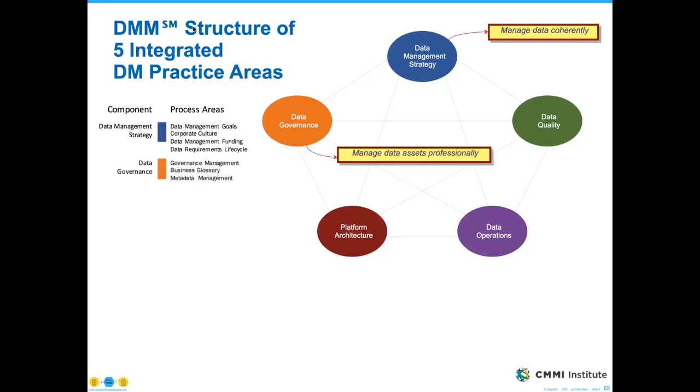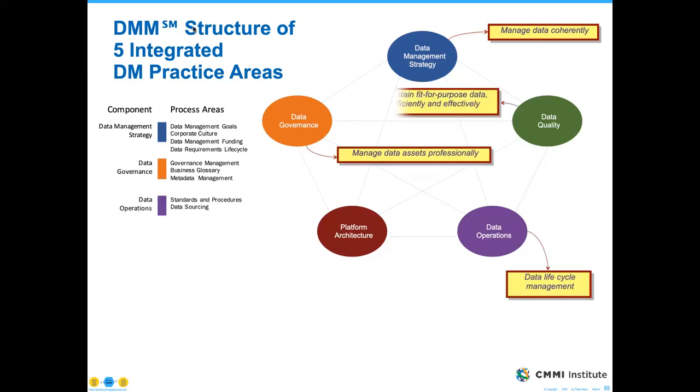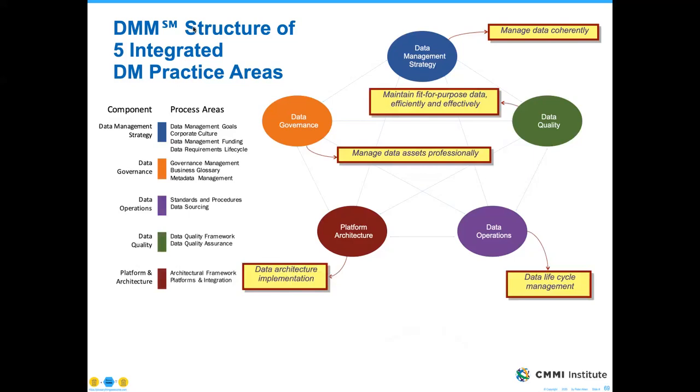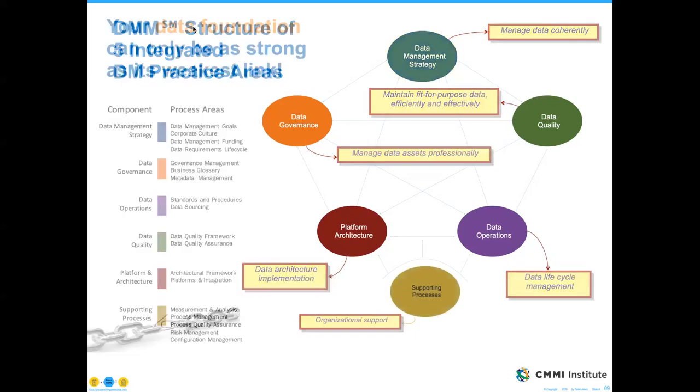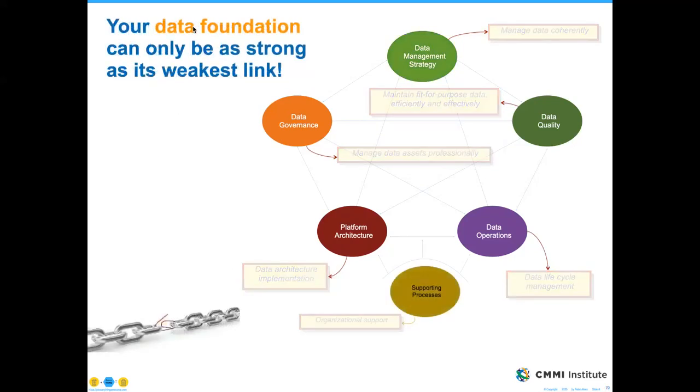You need to manage the assets with a professional set of data governance. We've had data governance long enough now that we can talk about professionalism within there, that we can talk about doing it with the right set of operations, the right set of quality controls, and the right set of technology stacks. All of these things are important. They also require supporting organizational processes, and they all have to be there in order to do this. But most importantly, all of these are held together with a weak link in the foundation.